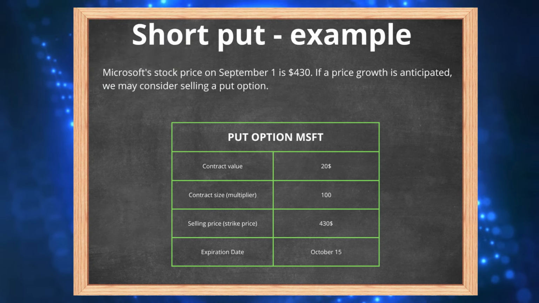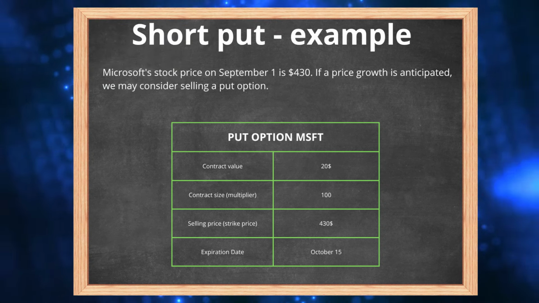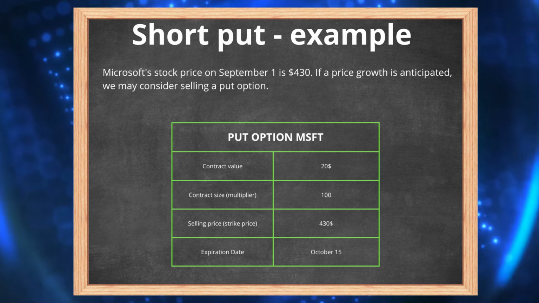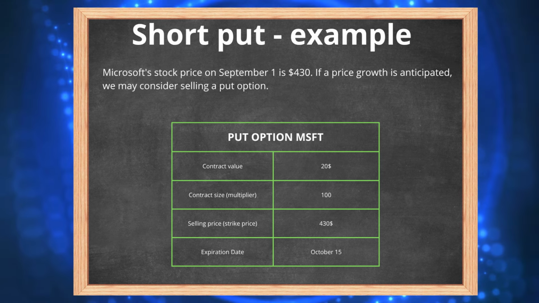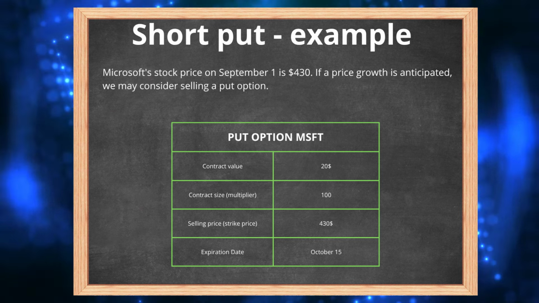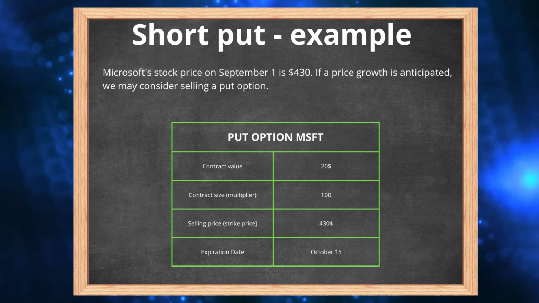Let's return to the Microsoft example from the previous videos, specifically the stock price on September 1st. In those earlier examples, we were the buyers of the options. This time, we will take the other side of the trade. We will be the option sellers.